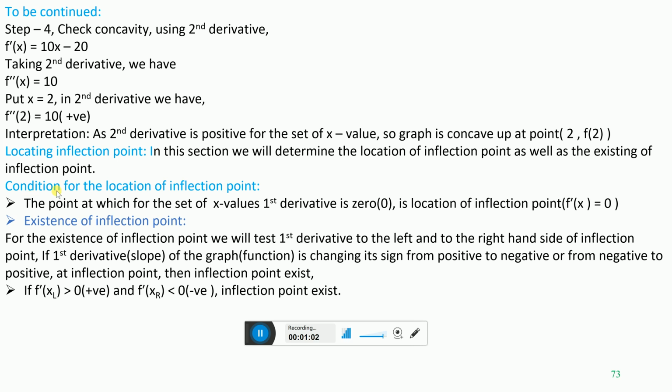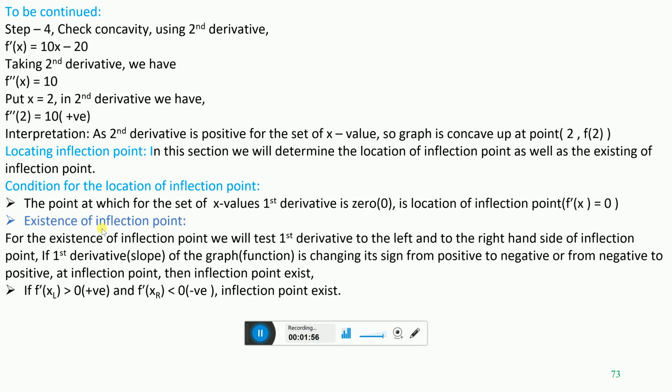Now, how can we identify the location of the inflection point? In this section we will learn how to determine the location of an inflection point. So the condition for the location of an inflection point is this: if the first derivative of the function for the given set of x values is 0, then that point is the location of an inflection point. This is the condition that we will check. This is the first condition to locate an inflection point.